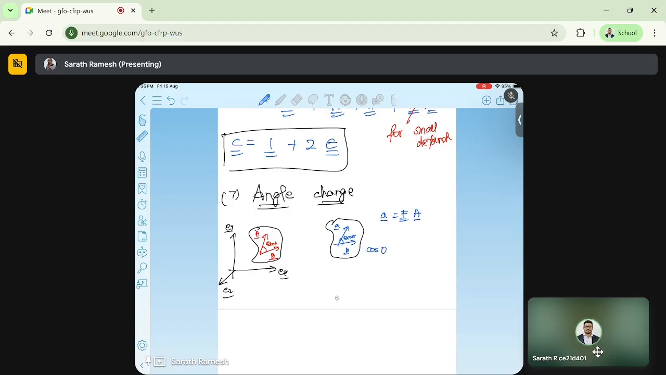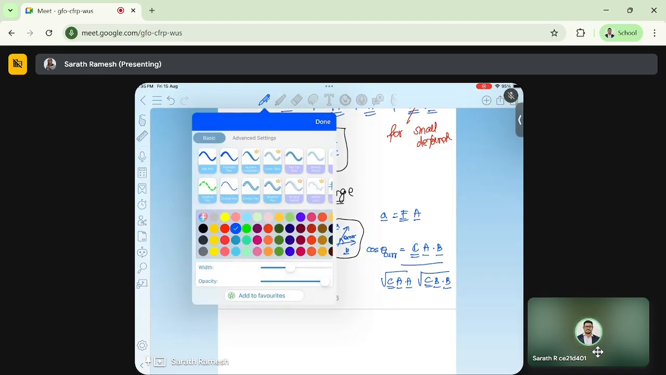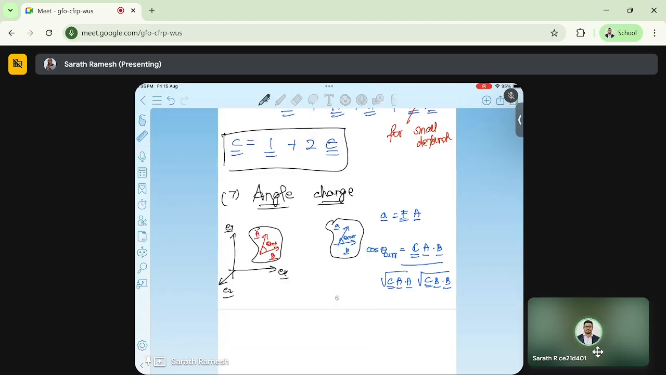Cos theta current equal to C A dot B divided by root of C A dotted with A, root of C B dotted with B. Okay, this is the formula. Again, for derivation, you can refer to the lectures.